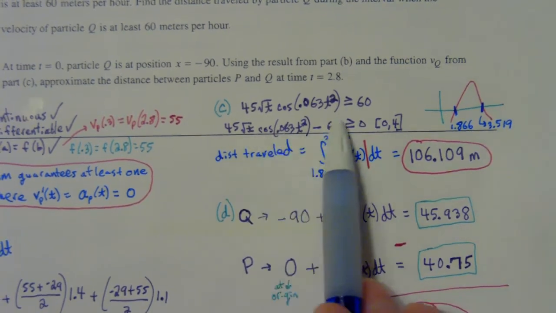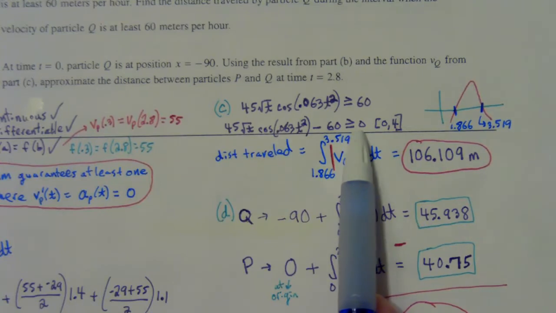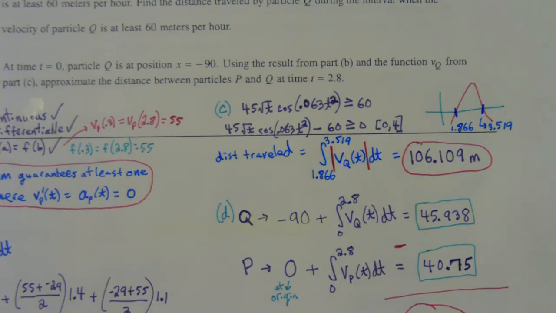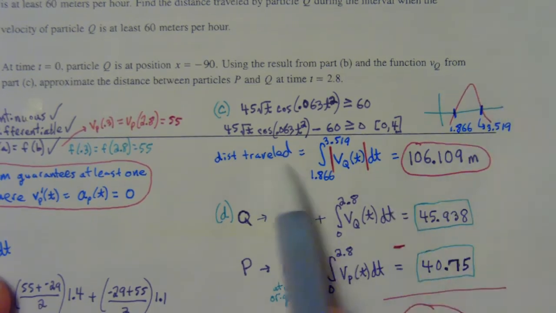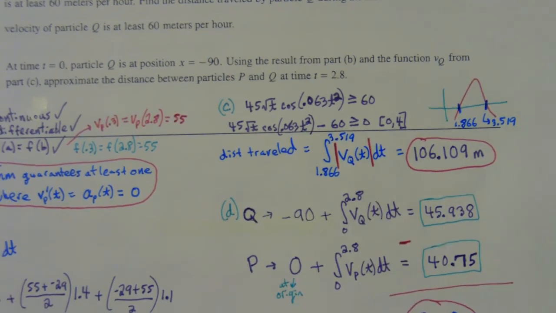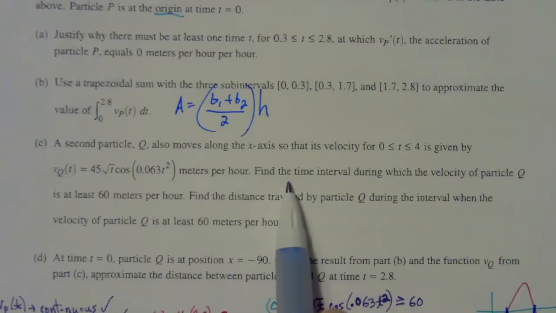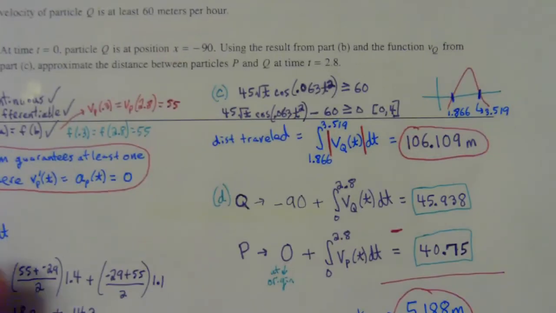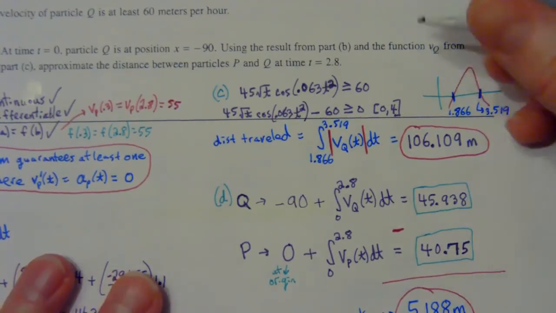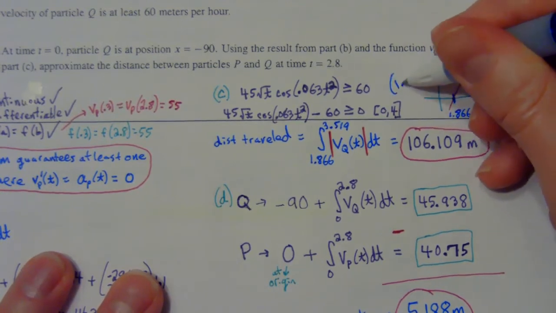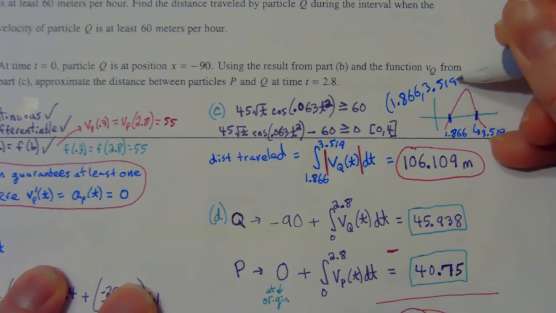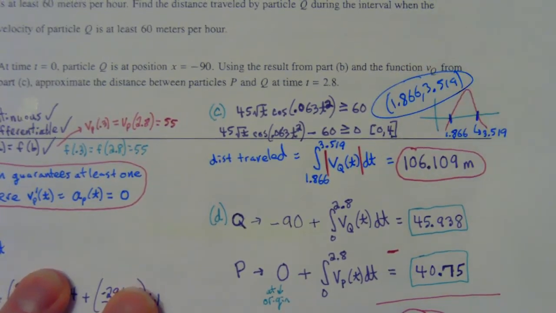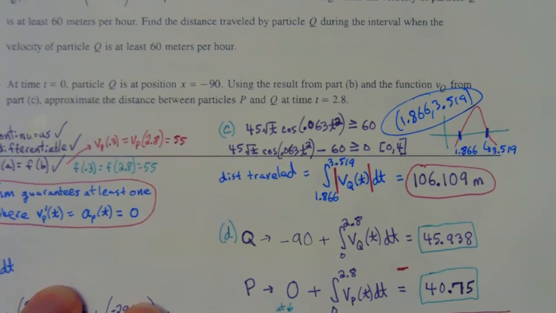And then you want to know where that graph is greater than 0. Greater than 0 means it's positive, means it's above the x-axis there. So you're talking in between those two numbers. So for this first part, which says find the time interval, that's what I need to have down first. I should probably squeeze it in there. That time interval is 1.866 to 3.519.